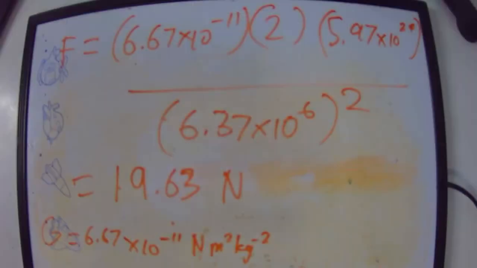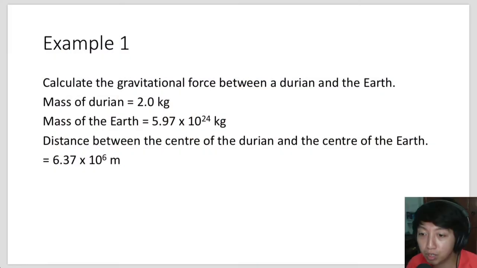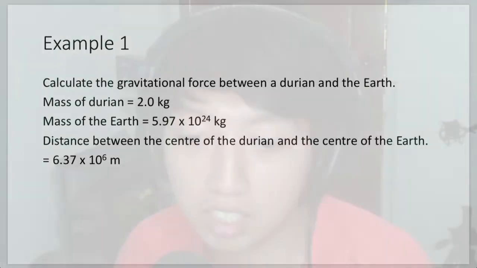The gravitational force is 19.63. The question is, which body, because we have two bodies here, the durian and the earth, which body is experiencing 19.63 newtons? That's the first question. Which one do you think it is? Is it the durian or is it the earth that is being pulled with 19.63 newtons? What do you think?